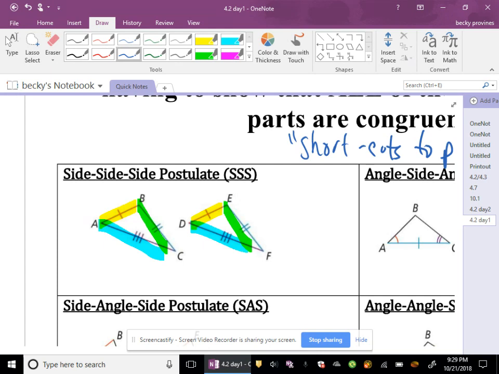Normally, I don't even say the word postulate. Like I said, I say SSS.